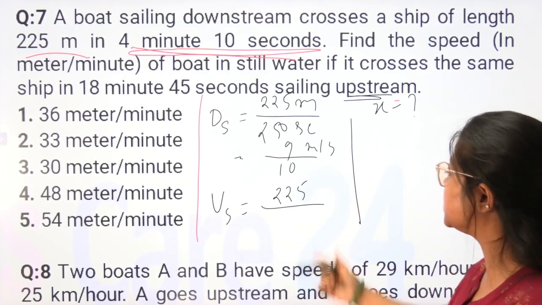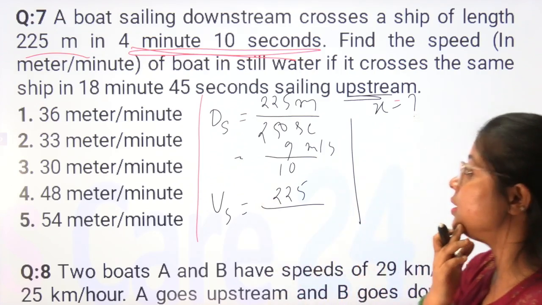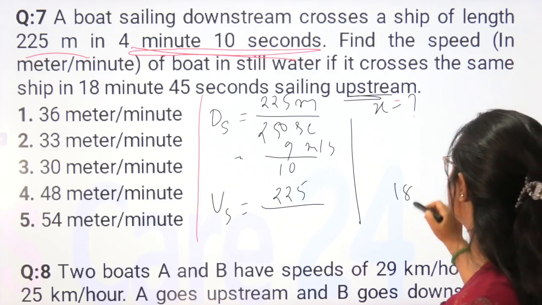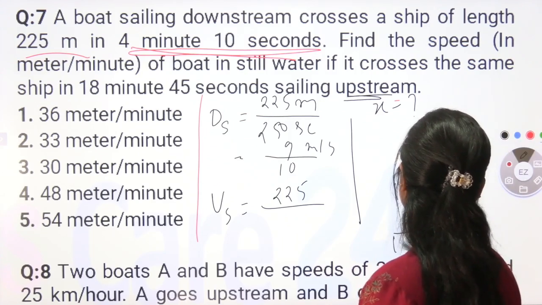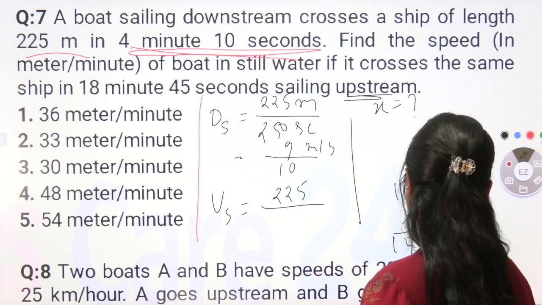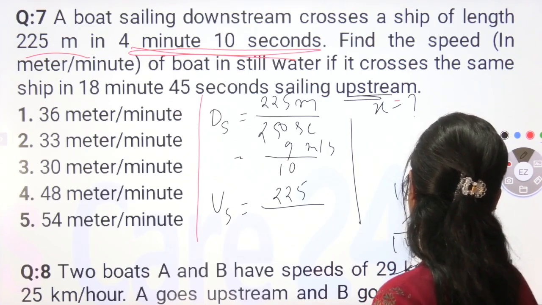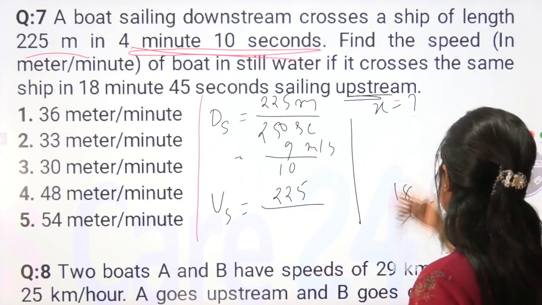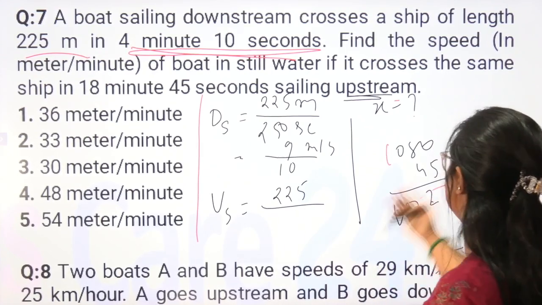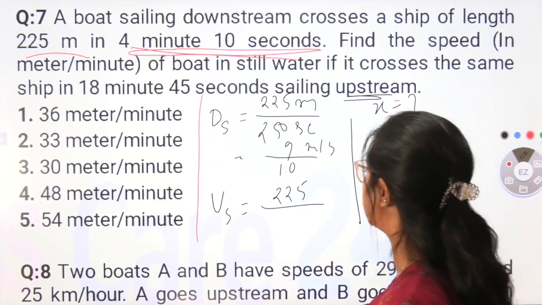The length of the ship is 225 divided by 18 minutes 45 seconds. What does this give in seconds? 18 into 6, that is 108, and adding 45, I get 1025 seconds.